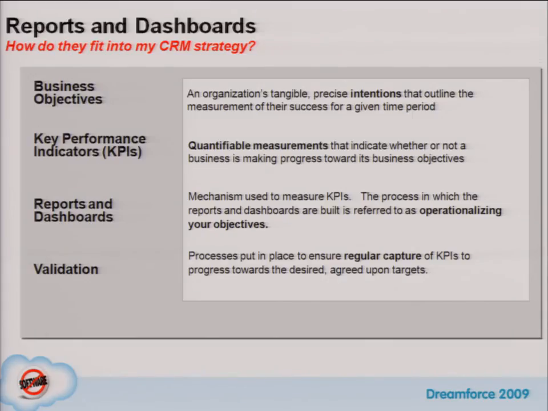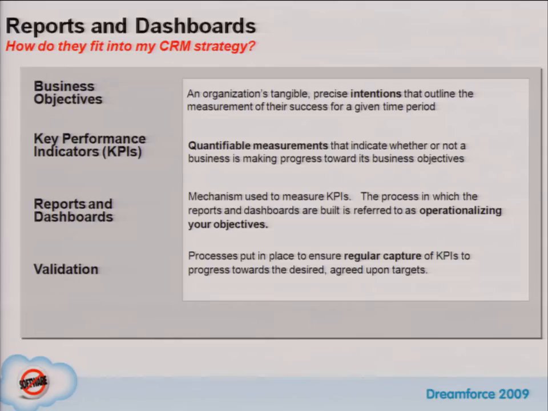Next are your key performance indicators, or KPIs. KPIs are quantifiable measurements that indicate whether or not a business is making progress towards its business objectives. So for every business objective that you define, you're going to have probably multiple KPIs. So 3 to 4 KPIs per business objective is usually standard.